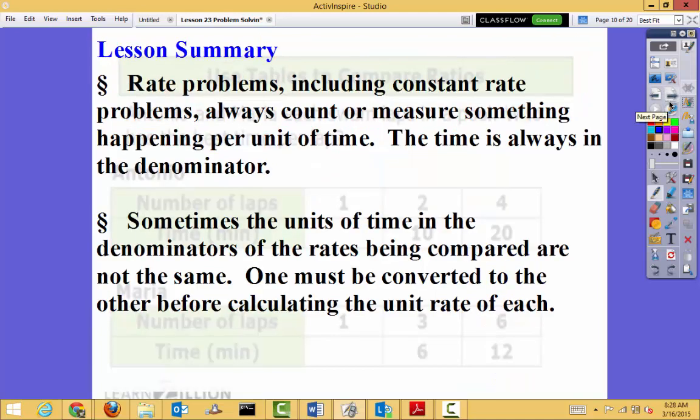So here's our lesson summary. Rate problems, including constant rate problems, always measure something happening per unit of time. The time is always in the denominator. So just like speed or distance, time is always your denominator. Sometimes the units of time in the denominator of the rates being compared are not the same. So like the one we just did, they're not the same. So we must convert and make sure they are the same before we go on.